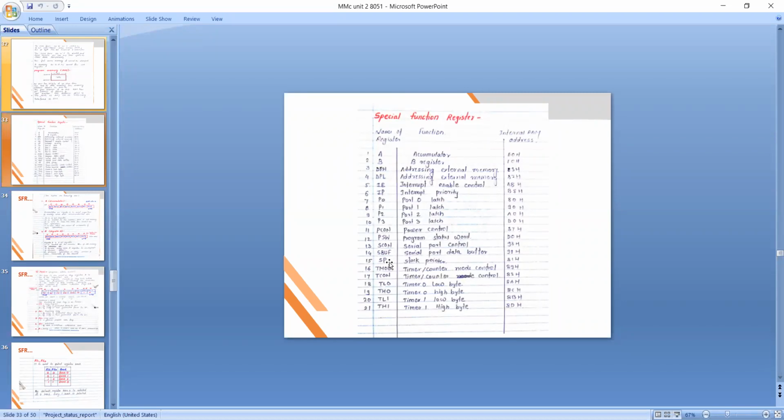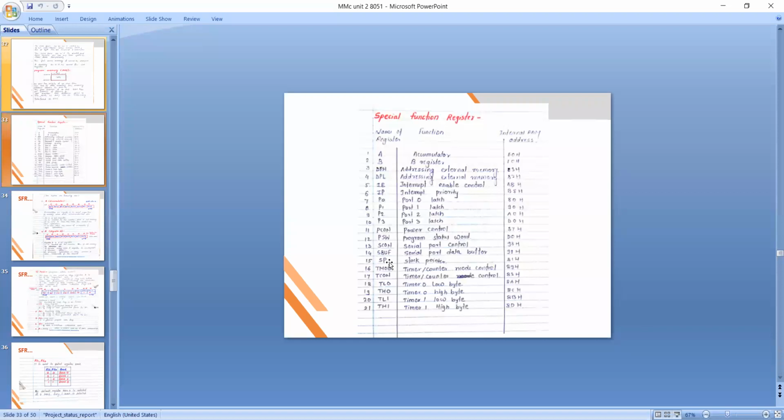SP, the stack pointer, is used to access the stack memory. As we have already seen, the microcontroller does not have a separate stack memory. Whatever RAM is given to you, you can utilize a specific area of it as the stack. Whenever the microcontroller faces a branching instruction, it stores the address of the next instruction into the stack memory. Out of the RAM, you can select any location as stack memory.